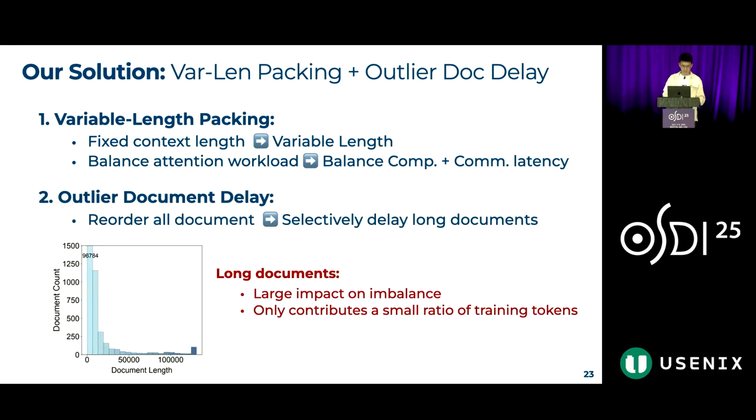Another optimization is outlier document delay. Rather than reordering all the documents within the global batch, we choose to selectively delay the long documents.